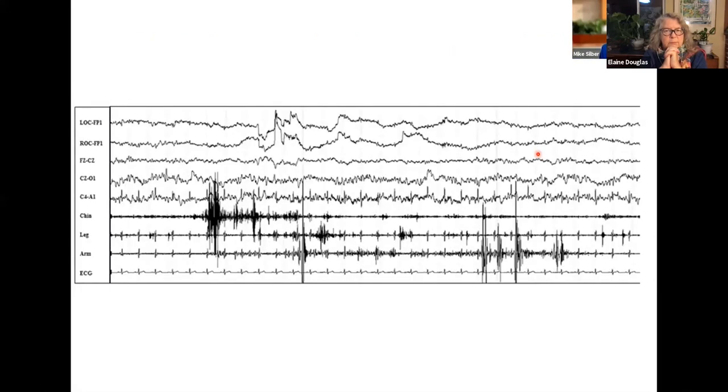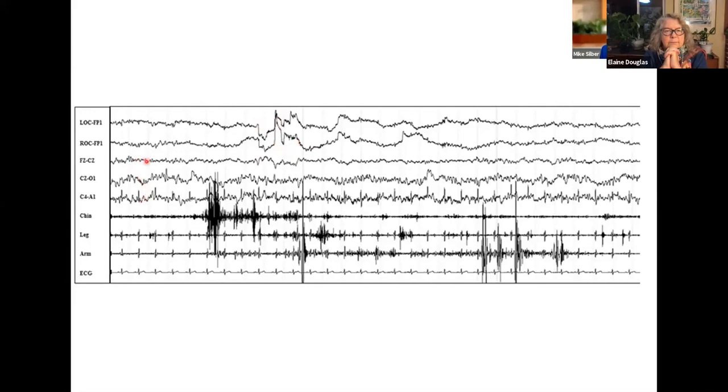Now, this is 30 seconds of a sleep study. So here's the beginning of the 30 seconds, here's the end. And on the top two channels, we're recording the rapid eye movements. And here they are. You can see how the tracing goes up and down here. Those are rapid eye movements.